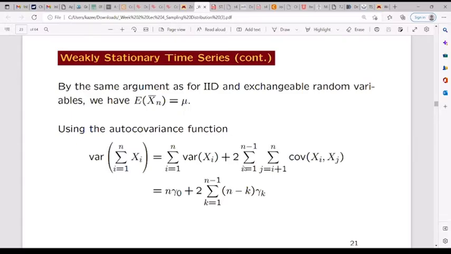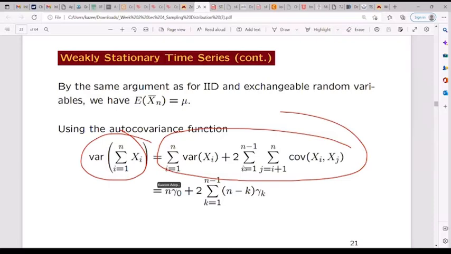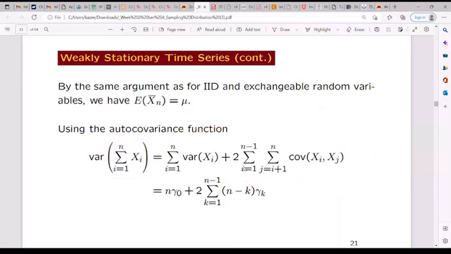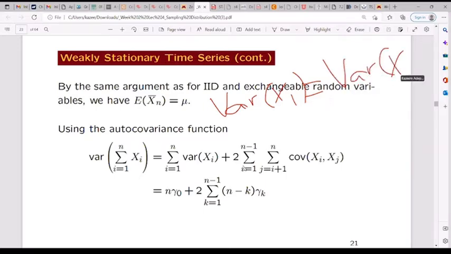Now, we want to find the variance of the sum. You remember this to be the formula. Based on what we've done before, we are assuming the variance of X1 must be equal to the variance of X2, because this here is talking about the sum of the variances.